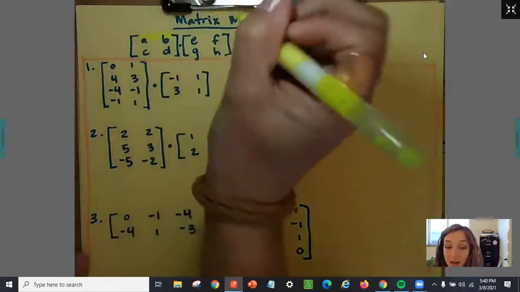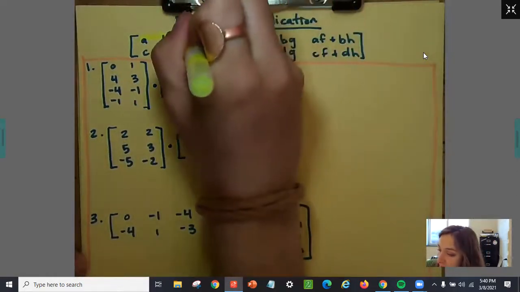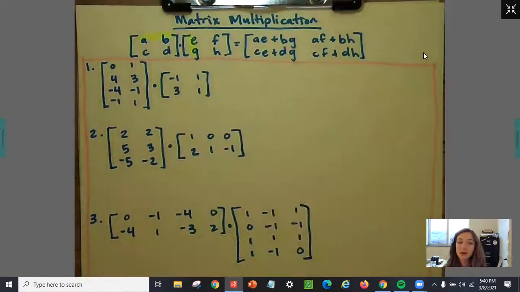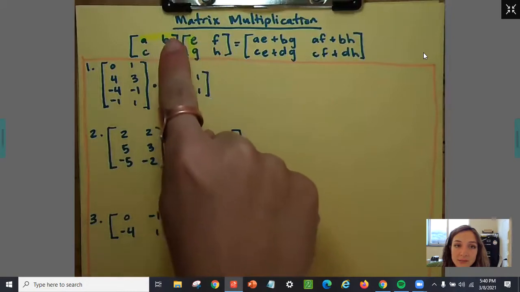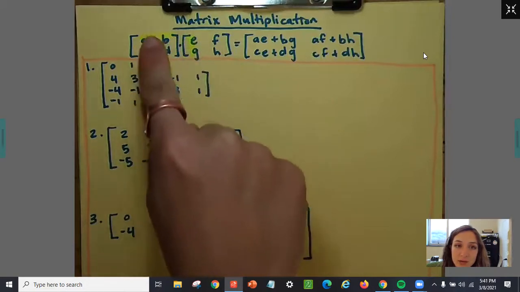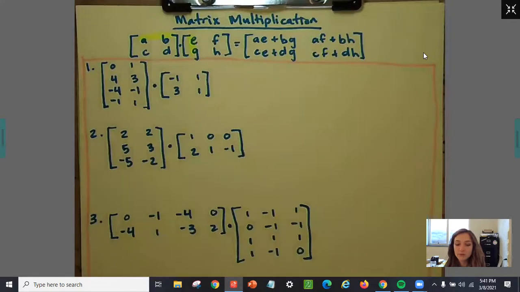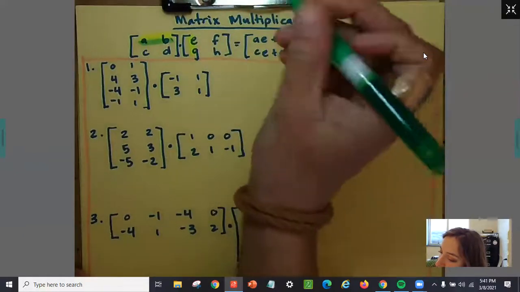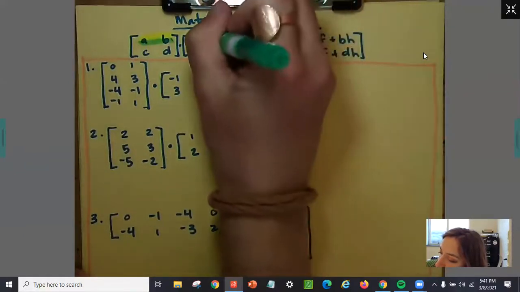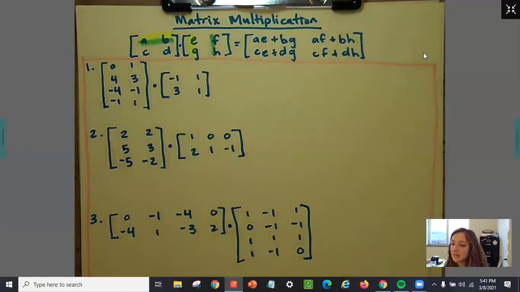A times E plus B times G. So A, E, B, G. Then we're going to be moving across. We're going to do A times F. Okay, A times F plus B times H.